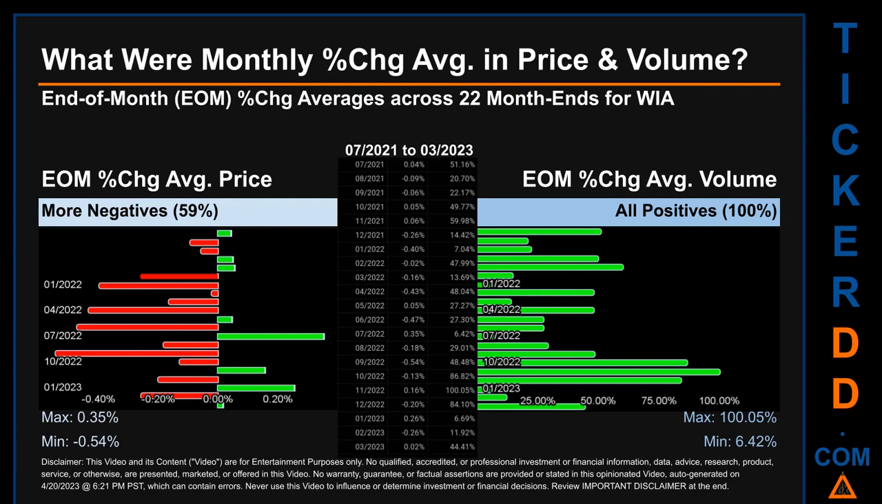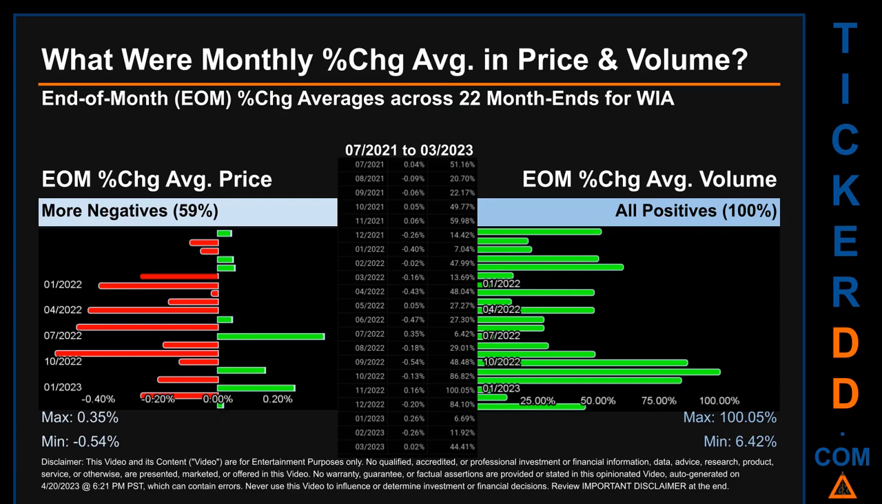What were end-of-month percentage change averages in price and volume for WIA? The monthly average of percentage change in price and in volume were calculated for each of the 22 month ends. That calculation took daily percentage changes and averaged them for each given month. If a month end came out negative, then it means that the month summarily saw a negative change.